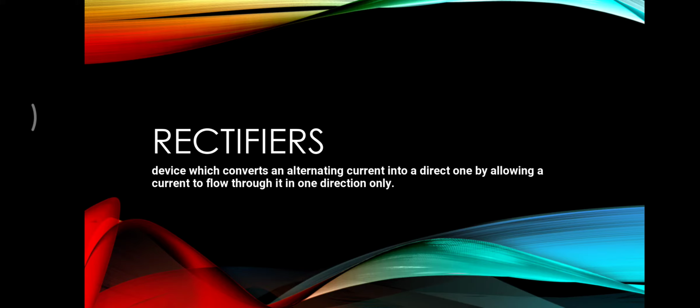Okay, so we are going to talk about rectifiers today. A rectifier is a device which converts alternating current into direct current, and it does it by letting voltage or current flow only in one direction. So let's see how a rectifier does this.